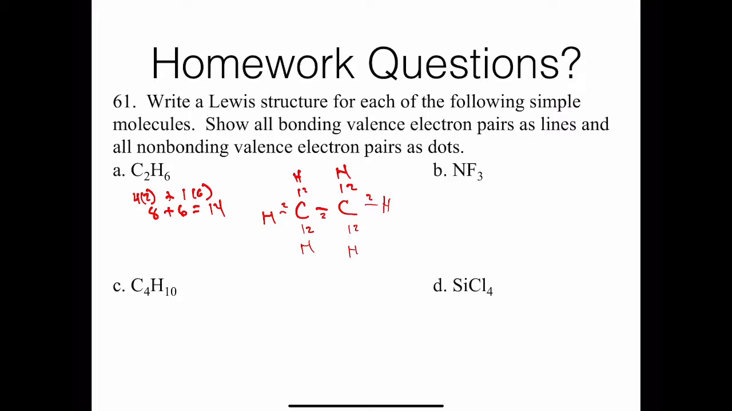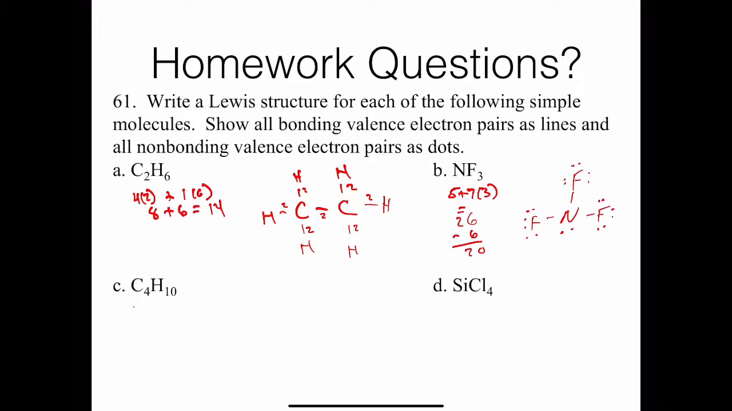For the next one, nitrogen is in column 5, fluorine is in column 7, and there are 3 of them. So adding these together, I get a total of 26. I'm going to put nitrogen in the center, and then fluorine around the outside. Remember, we like to keep the halogens around the outside of the compound. I used 6 electrons to bond them to each other, so this gives me a total of 20 left to use. So I'm going to start around the outside, 2, 4, 6, 8, 10, 12, 14, 16, 18, and the last two are going to go on nitrogen. I've distributed all of my 20 electrons.